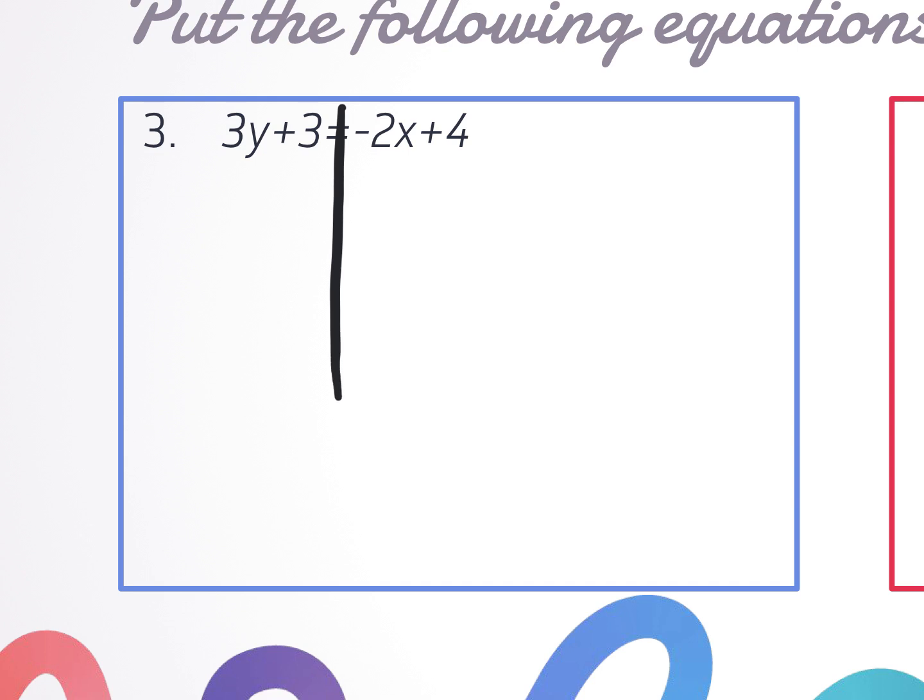I see that I have my x over here and my y is over here, and they both have to be on that left side. So I want to move that negative 2x over to the left, so I'm going to do the opposite. I'm going to say plus 2x, and if I add 2x over there, I also have to add 2x on this side.